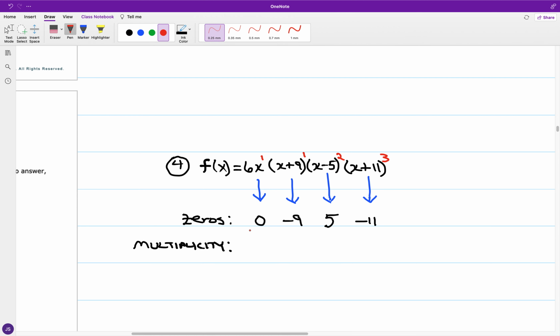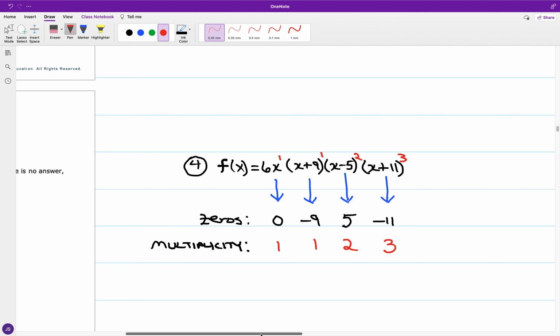And for the multiplicity, 0 stems from the x factor, which is first degree. Negative 9 stems from x plus 9, which is first degree. And with 5, this comes from the square of x minus 5, so that multiplicity is going to be 2. And with negative 11, its multiplicity is indicated by the third degree to which the corresponding factor x plus 11 is raised. So 0 and negative 9 have a multiplicity of 1. 5 has a multiplicity of 2. And we have negative 11, which has a multiplicity value of 3.